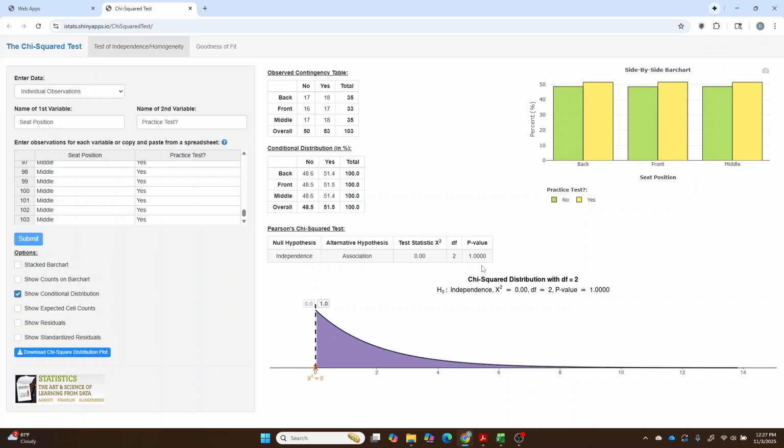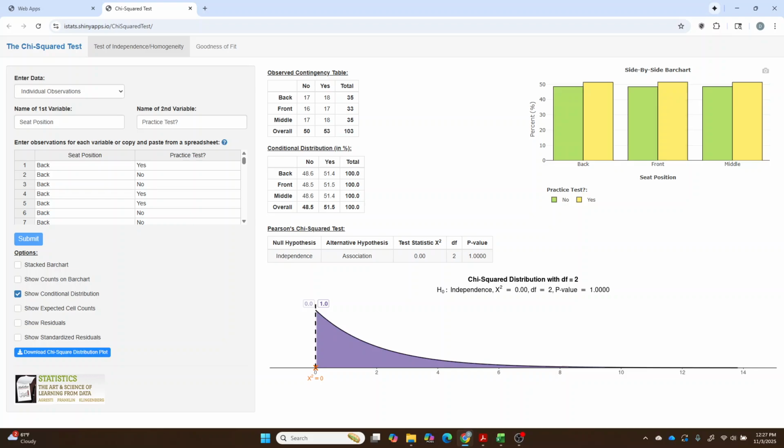It's telling us, yeah, there's really not much of a difference where you sit in class. Where you sit in class really doesn't tell you whether or not somebody was more or less likely to take the practice test. You can see that reflected in the bar chart as well, right? The proportion of people who didn't take the practice test versus the proportion of people who did is relatively the same whether you sat in the back, in the front, or in the middle of the class, right? So there's just not much of an association between the variables seat position and practice test.